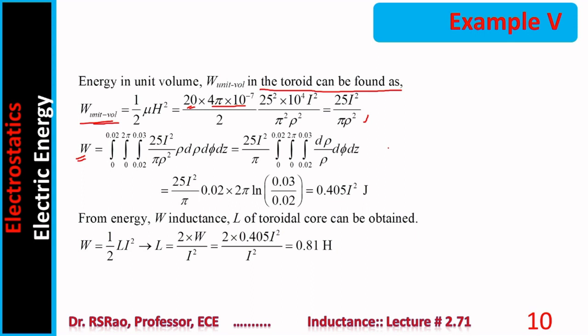Now total energy can be obtained by performing volume integration, where rho d rho d phi dz is d tau in the cylindrical coordinate system. Ultimately, total energy comes out to be 0.405 I square joules. From energy W, inductance L of the toroidal core can be obtained using L equal to 2 into energy by I square. It turns out to be 0.81 Henrys.